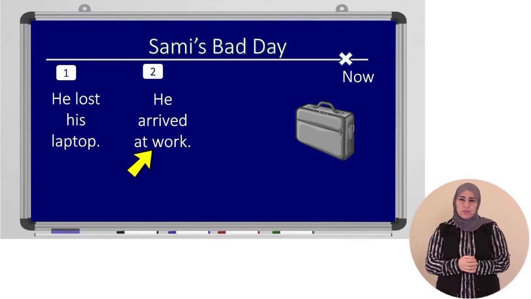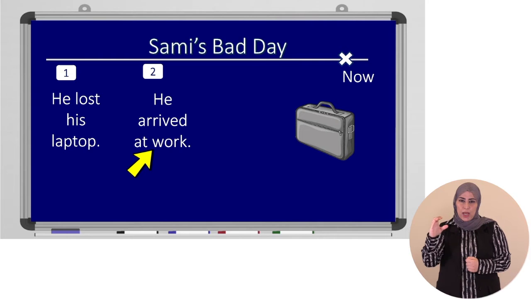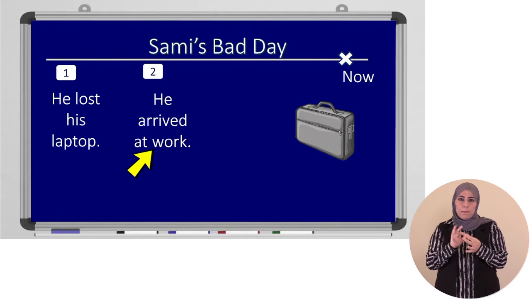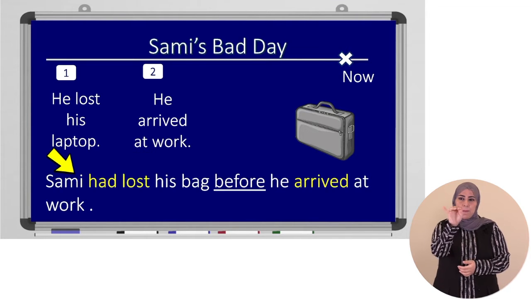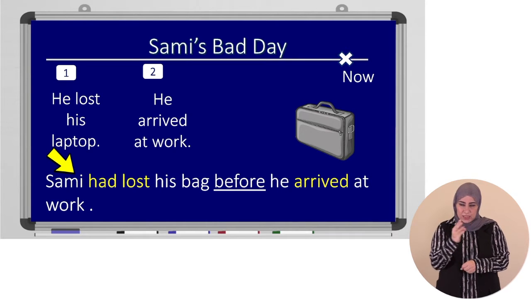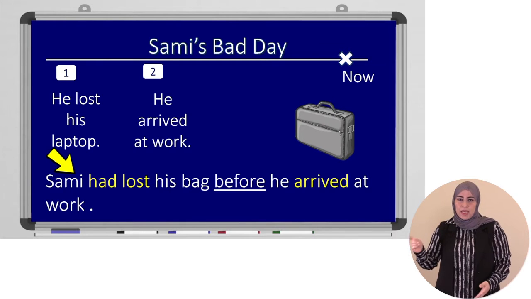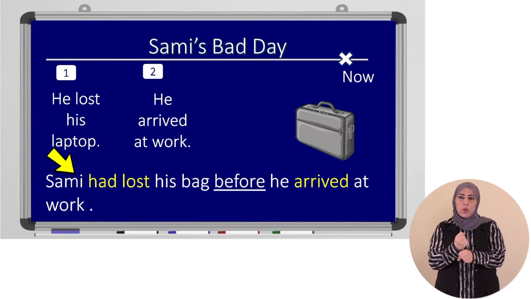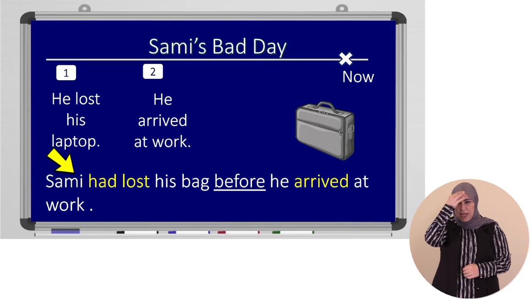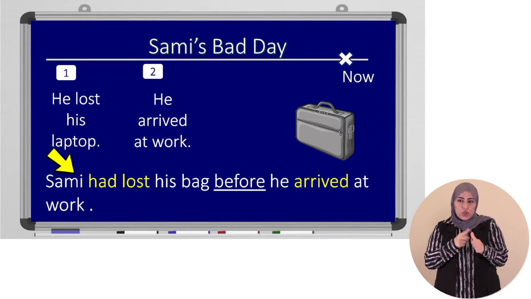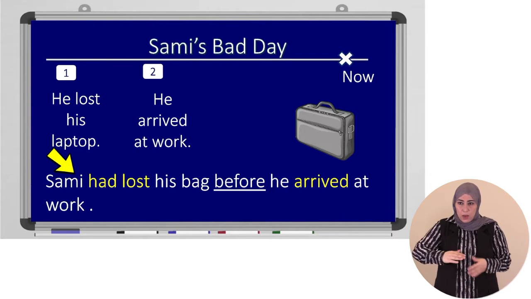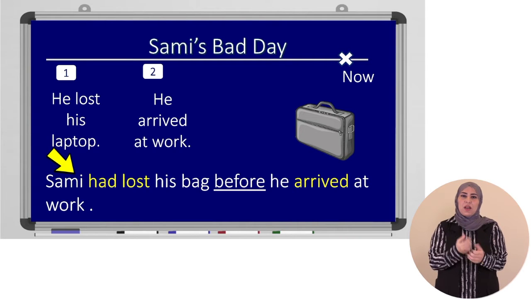So I'll say, Sammy, what happened first? Did he lose the laptop and then arrive at work? Or the opposite, he arrived at work first. So he lost the bag first. So I'll say, Sammy had lost his bag before he arrived at work. Or I can also say, Sammy arrived at work after he had lost his laptop. So notice, the action that happened first always has what? Has had and the verb in the past participle.